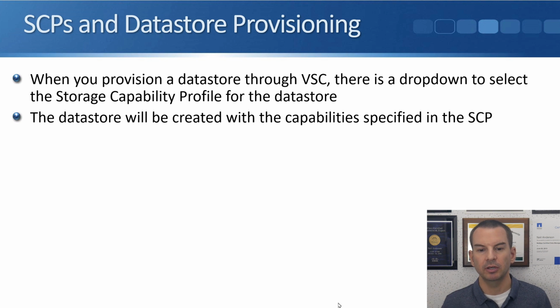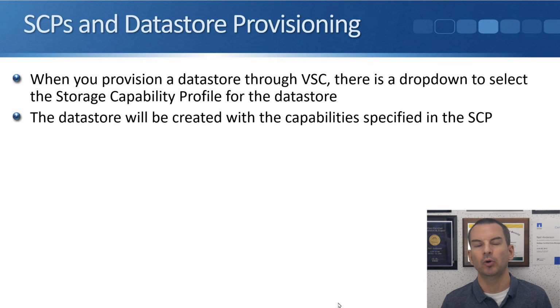When you provision a data store through VSC. Okay, so up to this point in the slides, we've spoken about how to configure the storage capability profiles and what the different settings mean. Now we're getting to the point where we're going to actually use the profile. And what you can use the profile for is when you provision a data store on your ONTAP storage for VMware through VSC. So when you do that, there's a drop down to select the storage capability profile for the data store. And the data store will be created with the capabilities specified in the SCP.